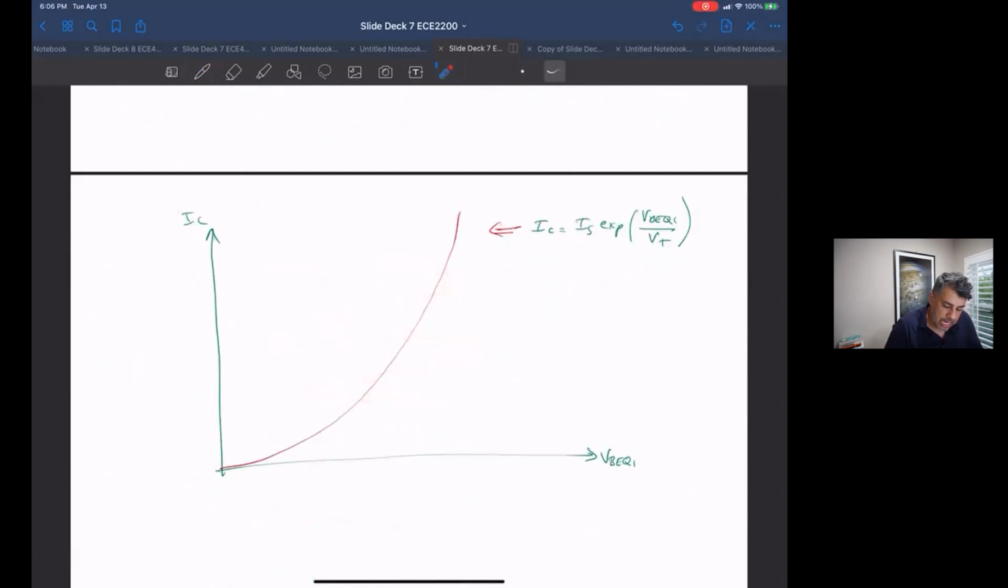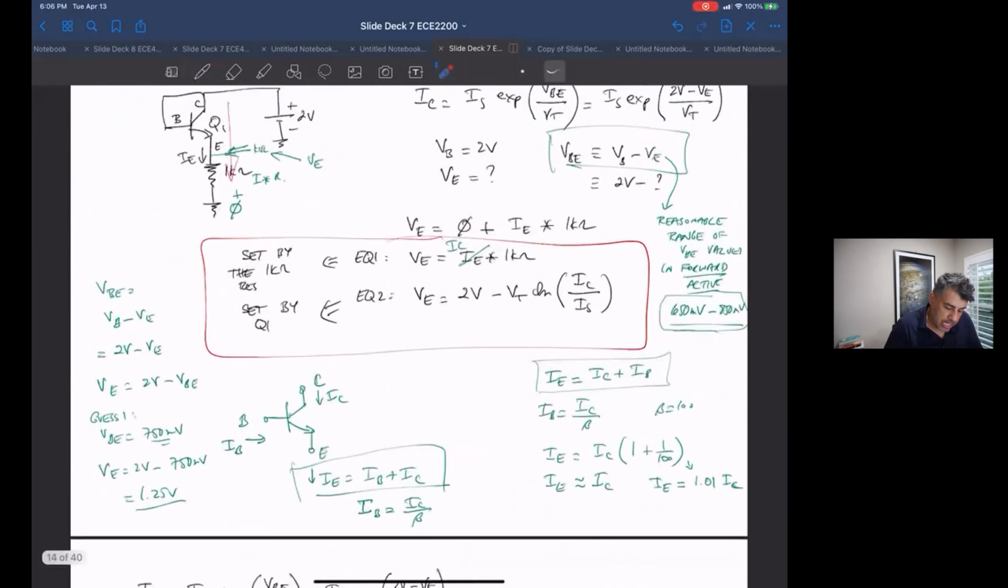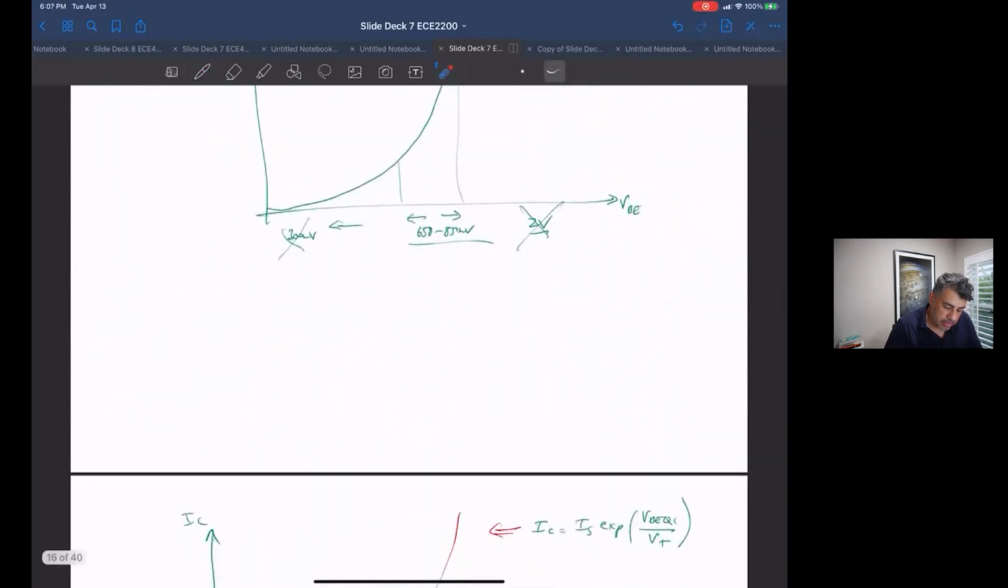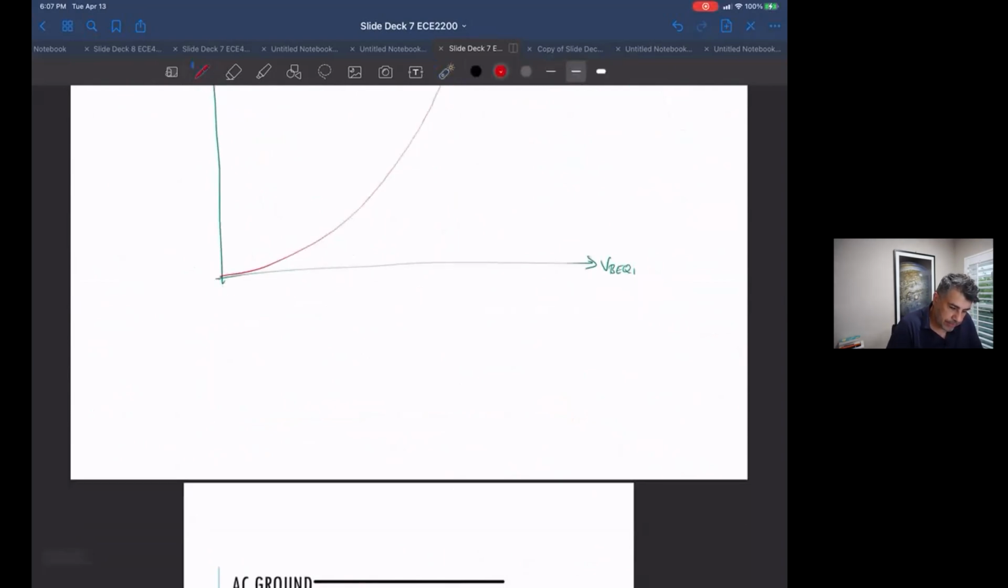Okay. Now there's a little bit of a complication, which is that this equation is in terms of VE. I gotta put it in terms of VBE because that's the axis I'm plotting it against. So basically I have V sub E is I sub C times 1 kilo ohm. And then V sub BE of Q1 is 2 volts minus VE.